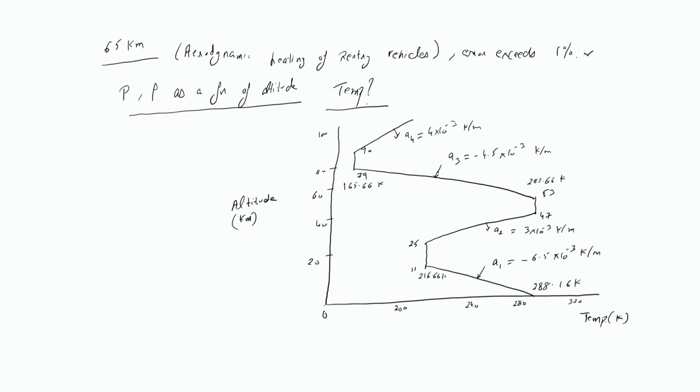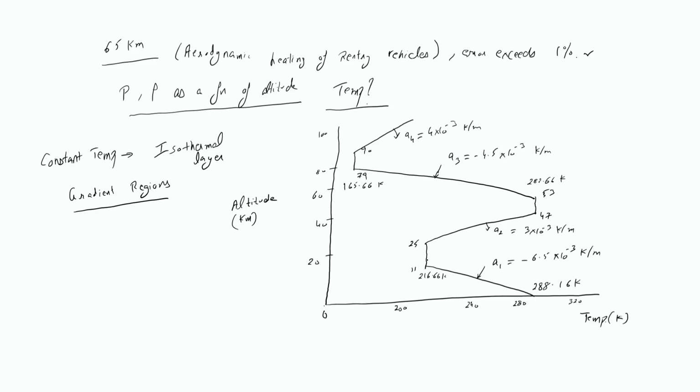Okay. So now see the vertical lines over here. These vertical lines are constant temperature. We call it an isothermal layer. And we have these inclined or linear curves. These inclined lines represent gradient regions.